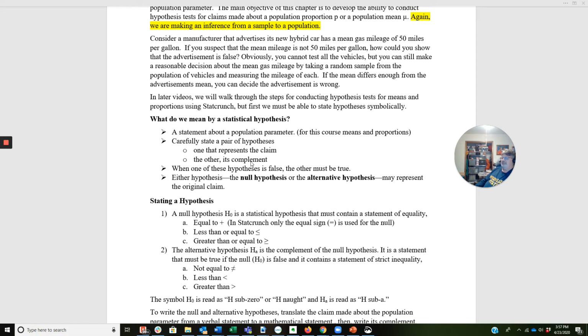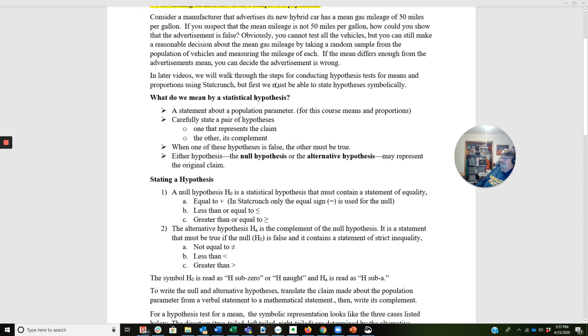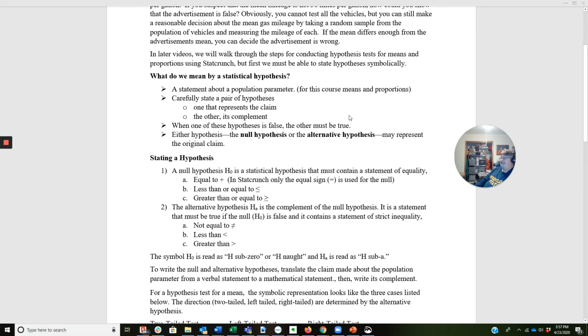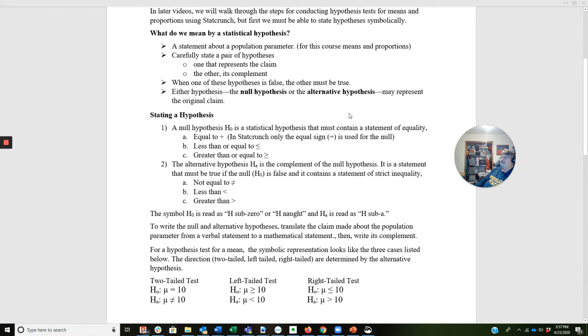Remember the idea of complements we've talked about throughout the course. When one of these hypotheses is false, the other must be true. Now, that's an argument we can make philosophically, but for the purpose of this course, it's either one or the other. Either hypothesis, the null hypothesis or the alternative hypothesis, may represent the original claim. So how do we state a hypothesis?